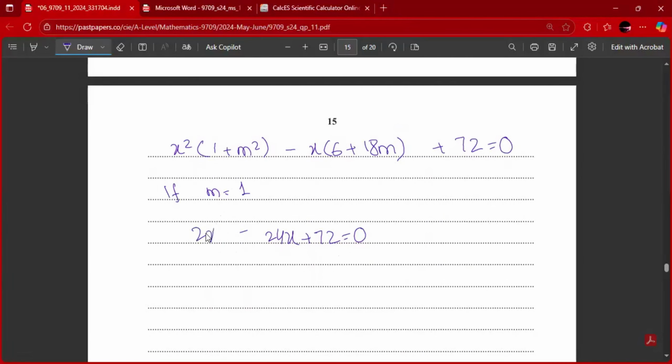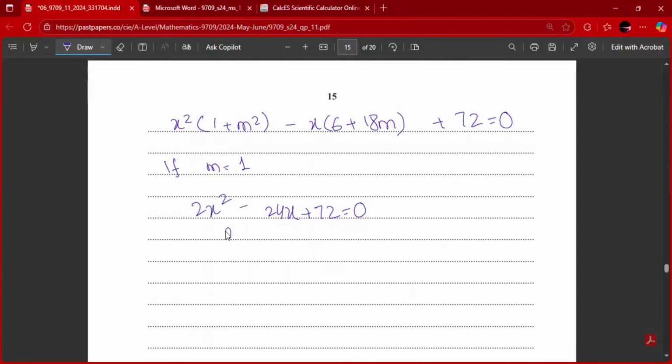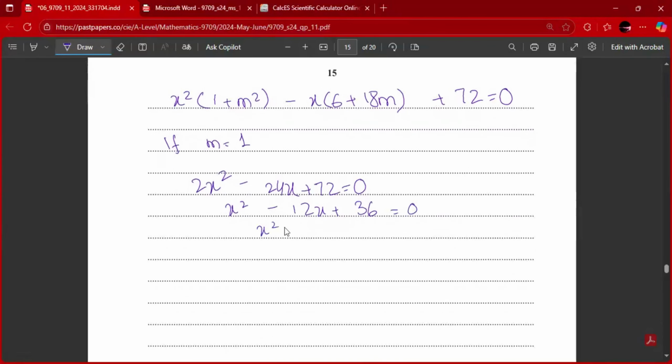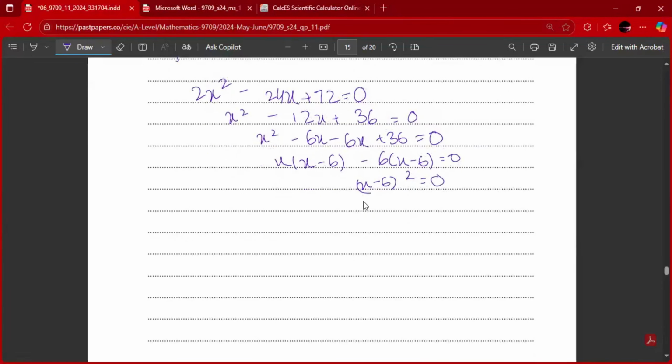This is going to be 2x squared. Now we can simplify it with 2. Oh, I get it, now it's simple. So my x is equal to 6. When my x is equal to 6, we can find the value of y.